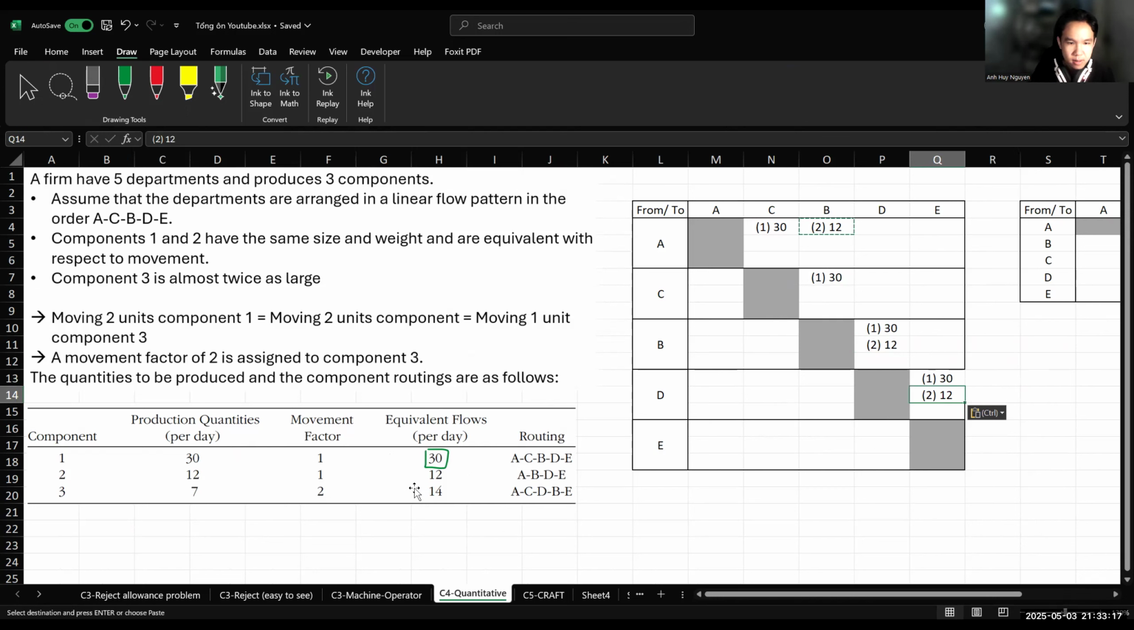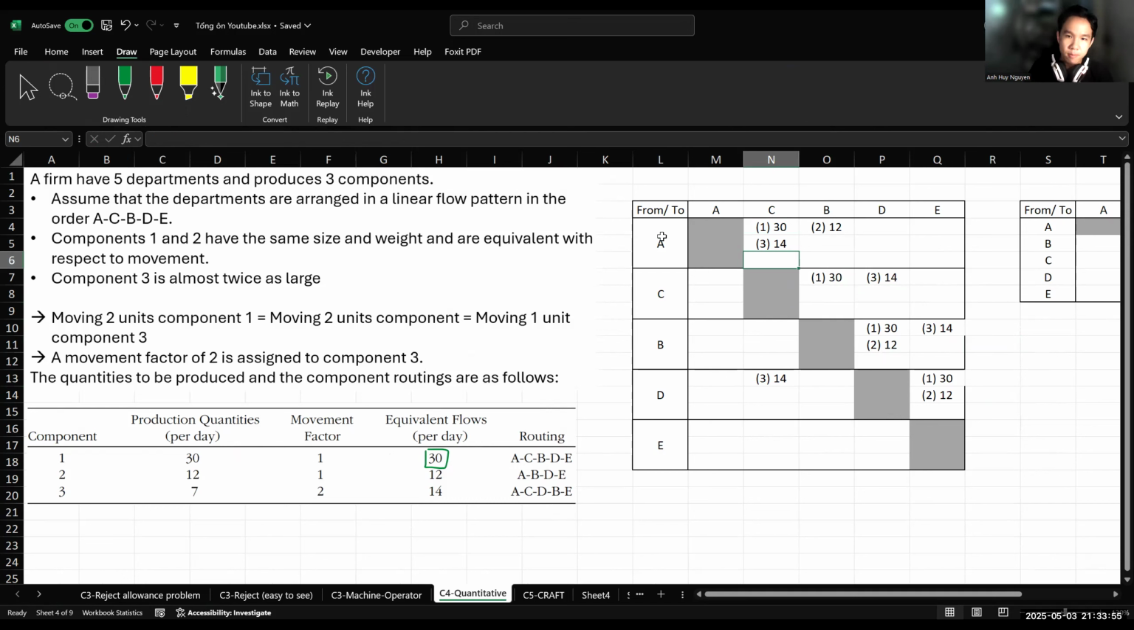And now we move to component number 3. The equivalent flow is 14, A to C to D to B to E. A to C, C to D, right here. D to B, okay. And lastly, B to E, right here.